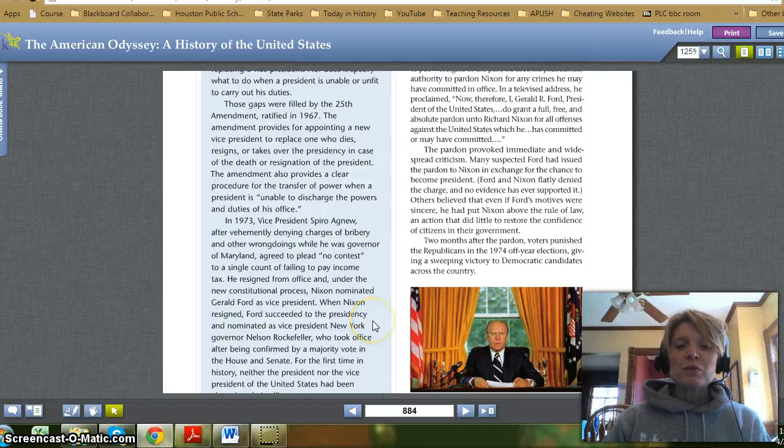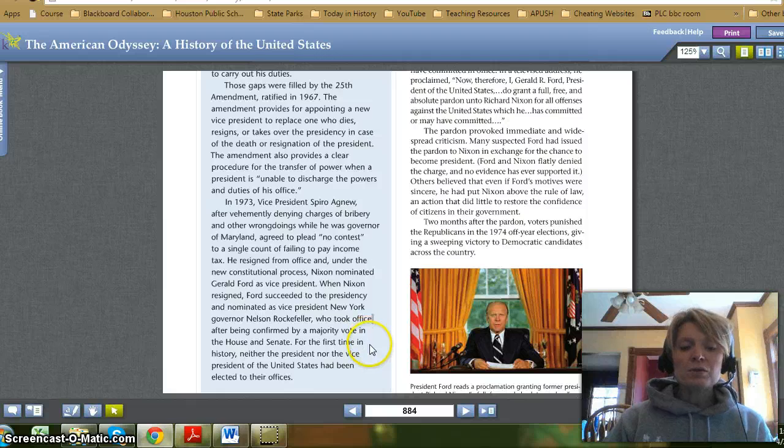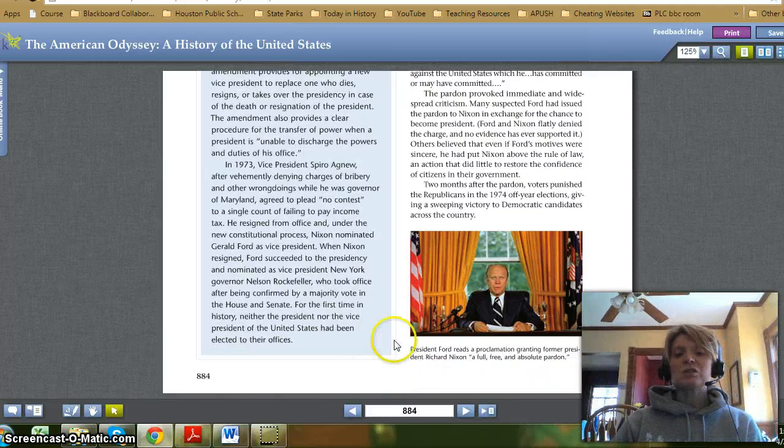When Nixon resigned, Ford succeeded to the presidency and nominated as vice president New York Governor Nelson Rockefeller, who took office after being confirmed by a majority vote in the House and Senate. For the first time in history, neither the president nor the vice president of the United States had been elected to their offices.